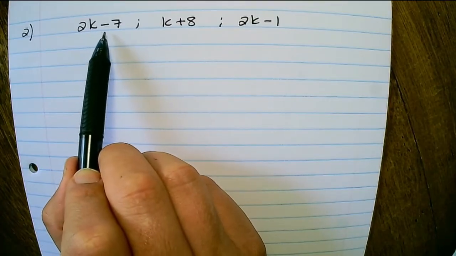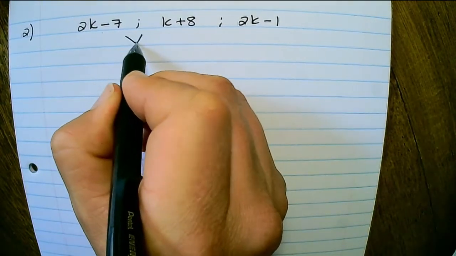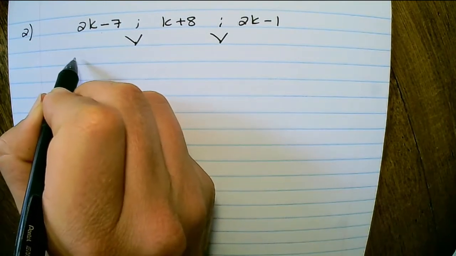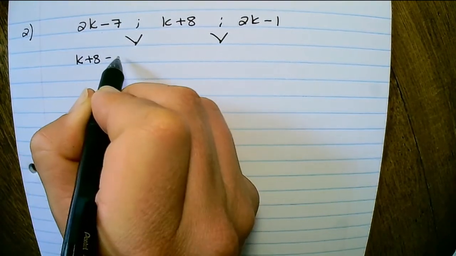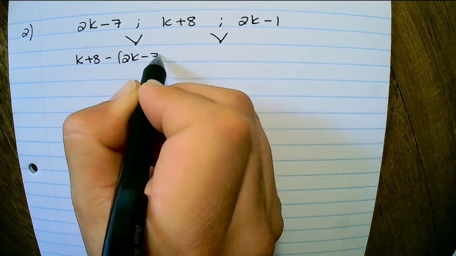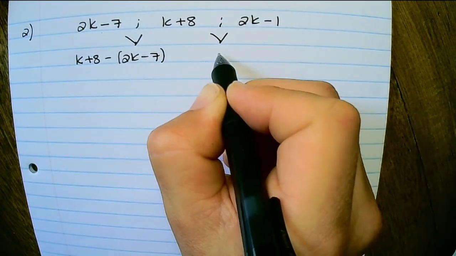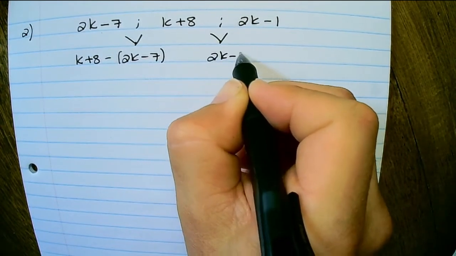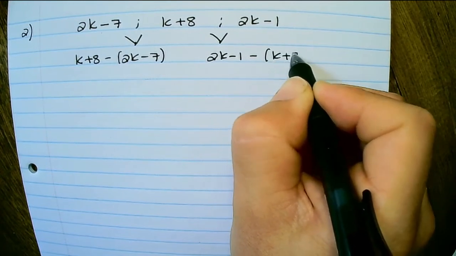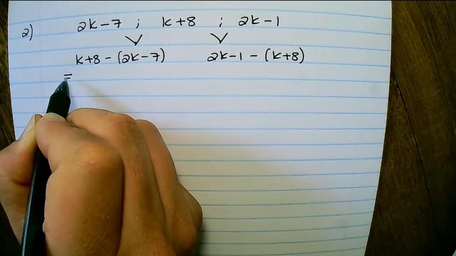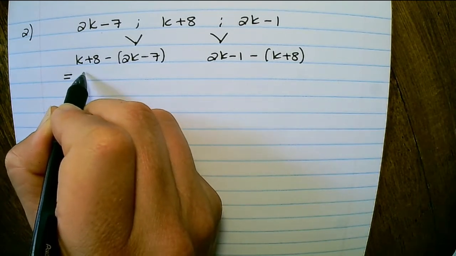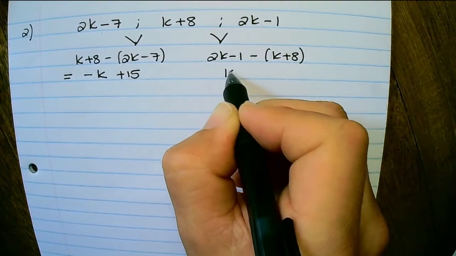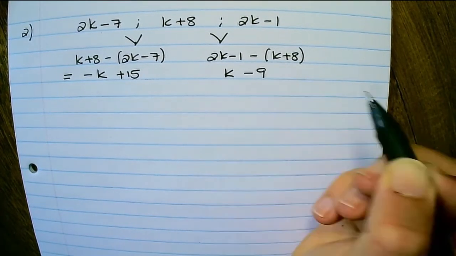We know that this is an arithmetic sequence, therefore the first difference is constant. So let's find the first difference, which is k plus 8 minus (2k minus 7). And if we subtract term 2 from term 3, it is 2k minus 1 minus (k plus 8). Now if I simplify, I have negative k plus 15 and k minus 9.